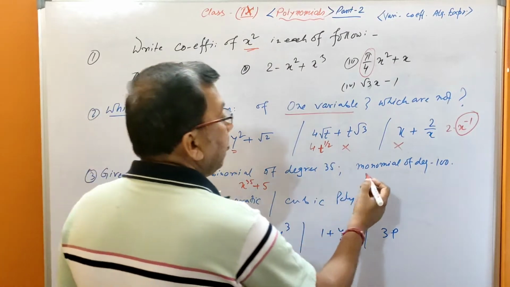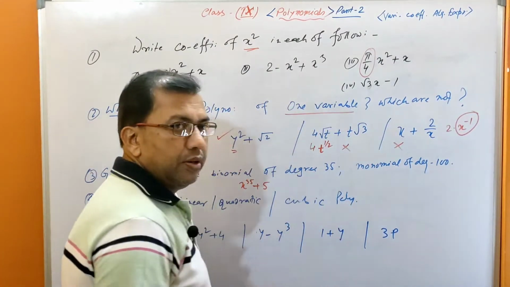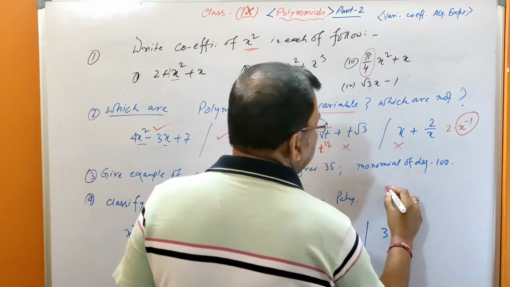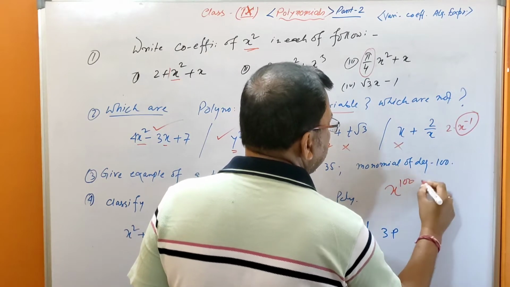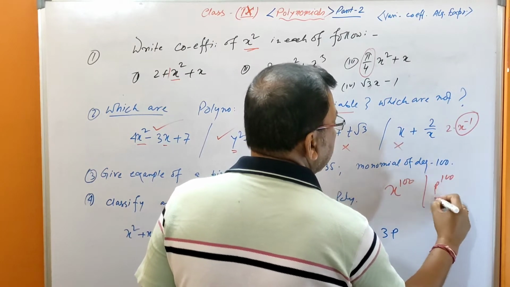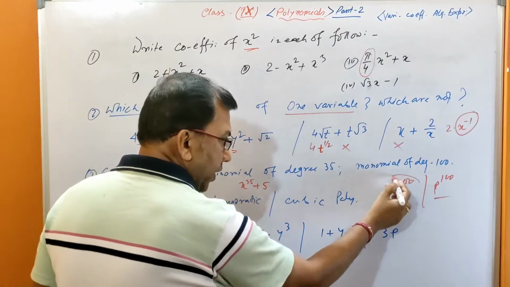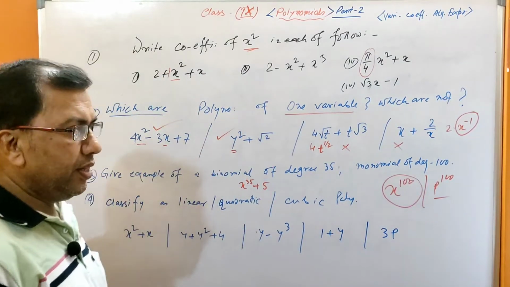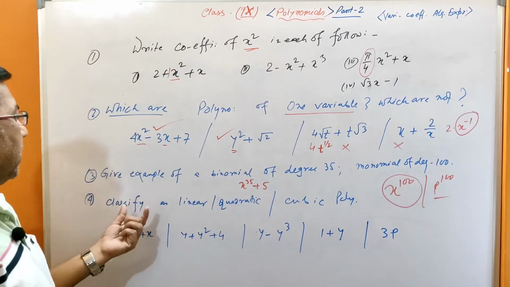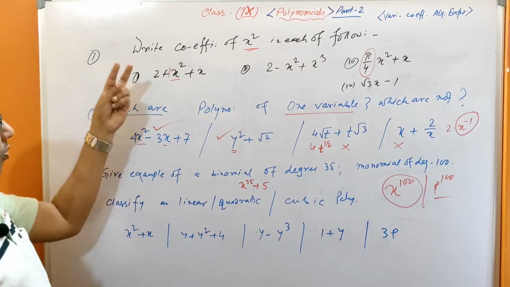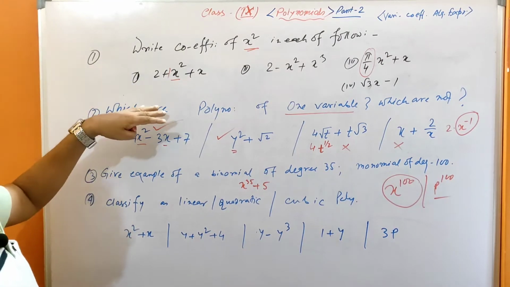Clear. And a monomial of degree 100. A monomial whose degree is 100. Anything. p to the power 100. Only one term. Monomial. And degree is 100. Clear? This type of question may come. It is in the NCERT.